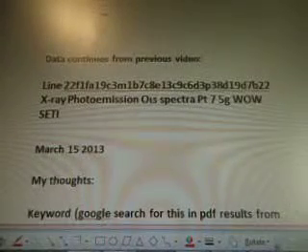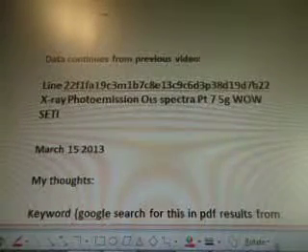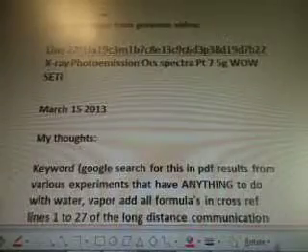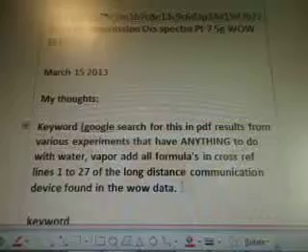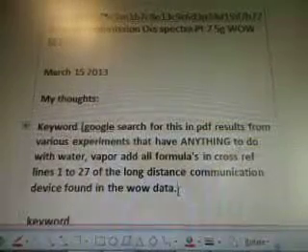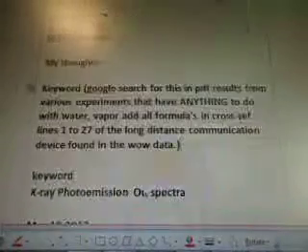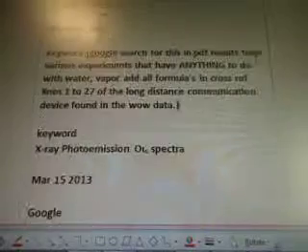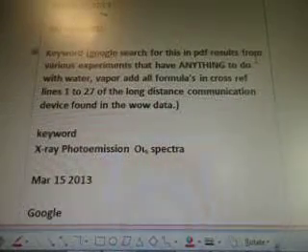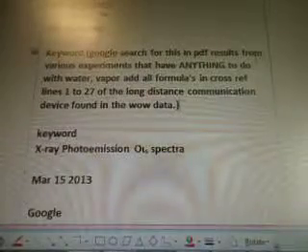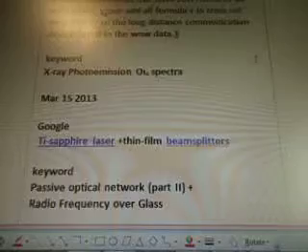The previous video was part 7 for the X-ray Photoemission Ois Spectra. March 15th, 2013 is when I was working on it. Today's May the 12th. Okay, so this is all based on some PDF files that I found after doing a Google search for the keyword. And I added water and vapor to it, and we'll be doing a cross-reference with those words along with long-distance communications when we get to line 27.